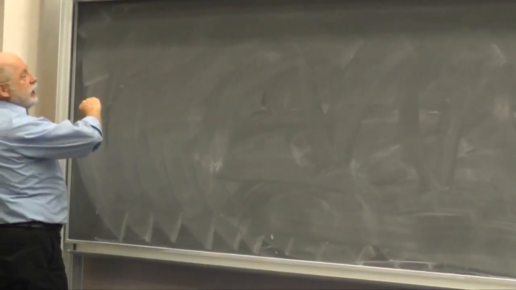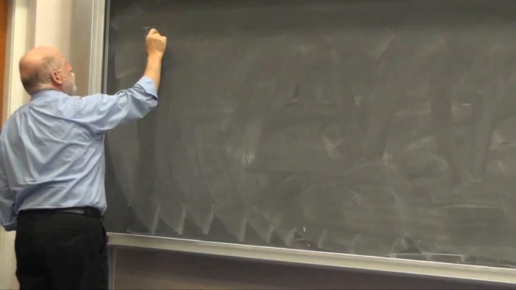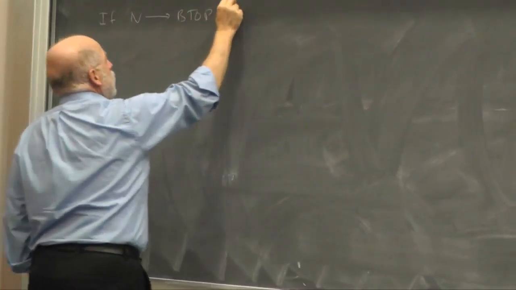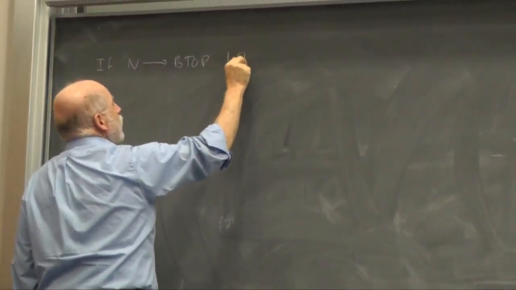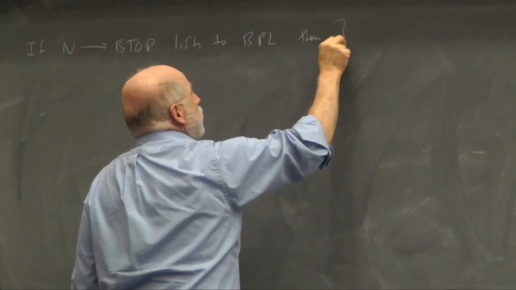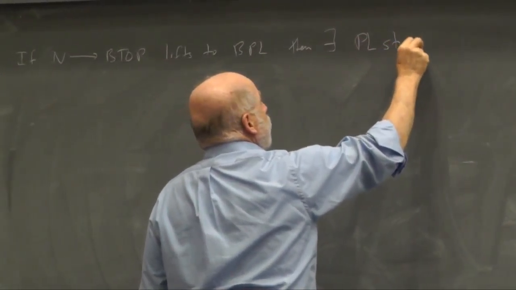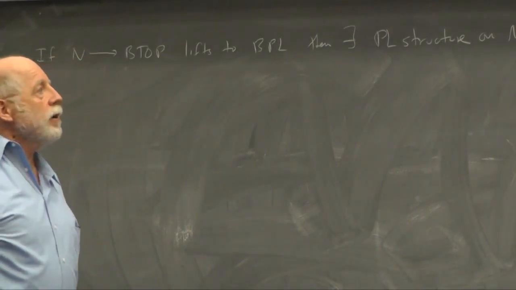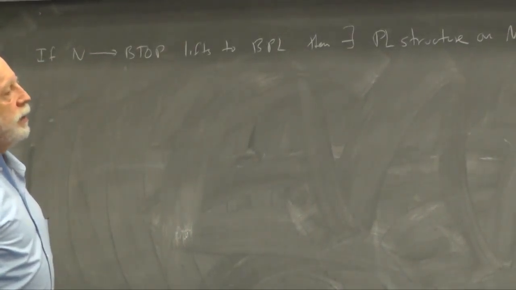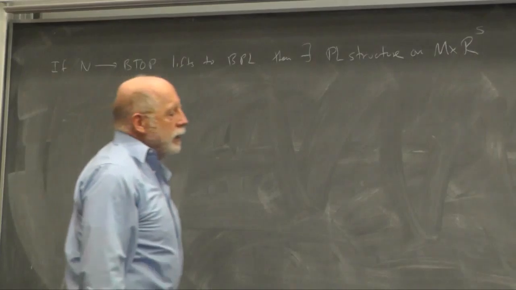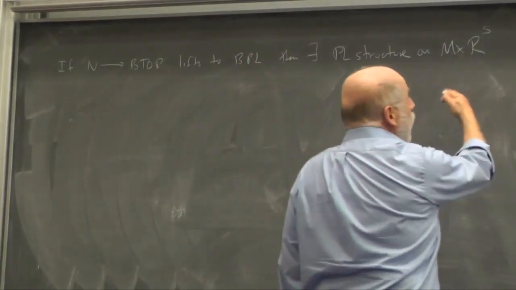Well, what it turns out is that if M mapping to BTop lifts to BPL, then there exists a PL structure on M cross R^s, for some s. So if you cross the manifold with R^s, then you get a lift. Now, I want to come back and do that more carefully, but let me just give you an idea as to why this sort of thing should be true.